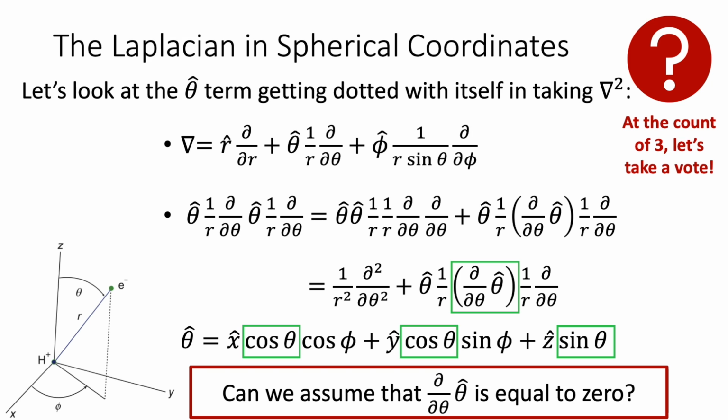And I love to pause and think about this. Pause the video. Think about what you think the answer is here. Below I have written the definition of theta hat, the theta hat unit vector, and we see that it has x, y, and z components. This is that mixed notation where we've got some x's and some thetas and phis and y and z. They're all in there. So if we take the derivative of that definition with respect to theta, do we expect that to be 0? What do you think?